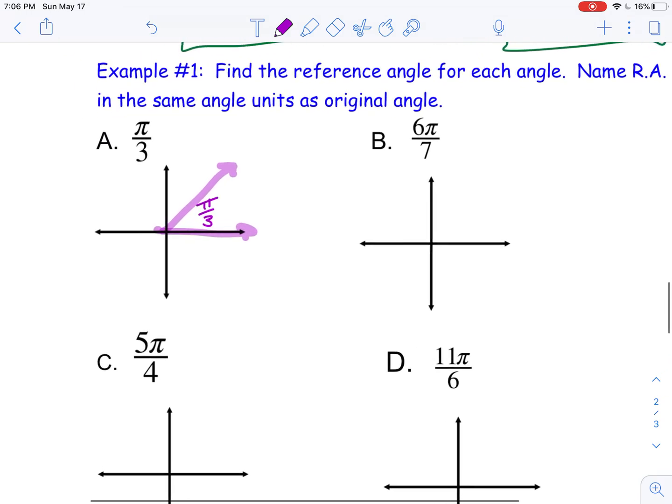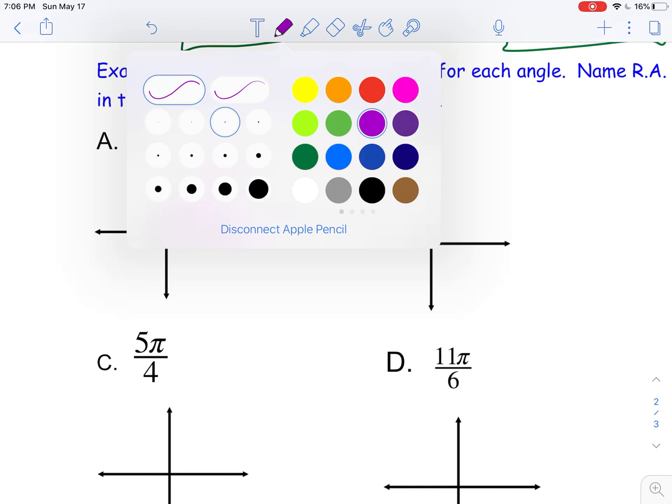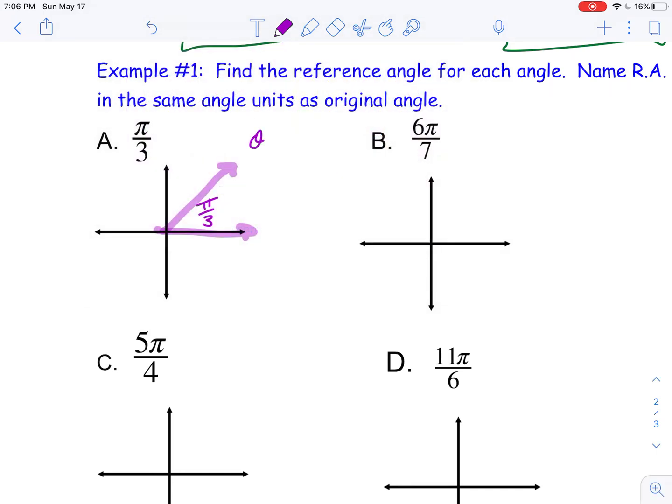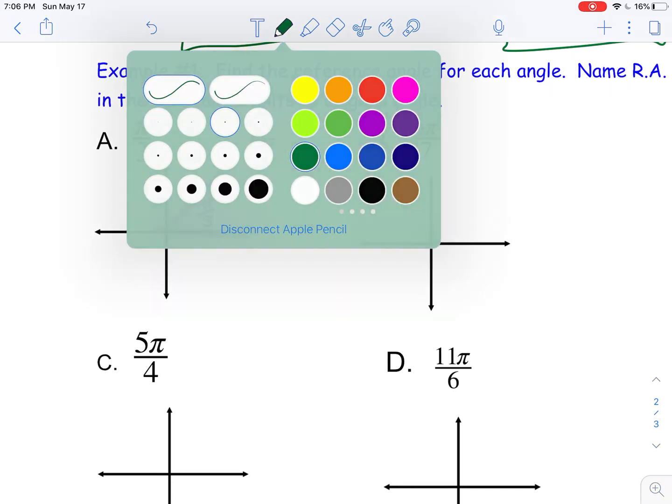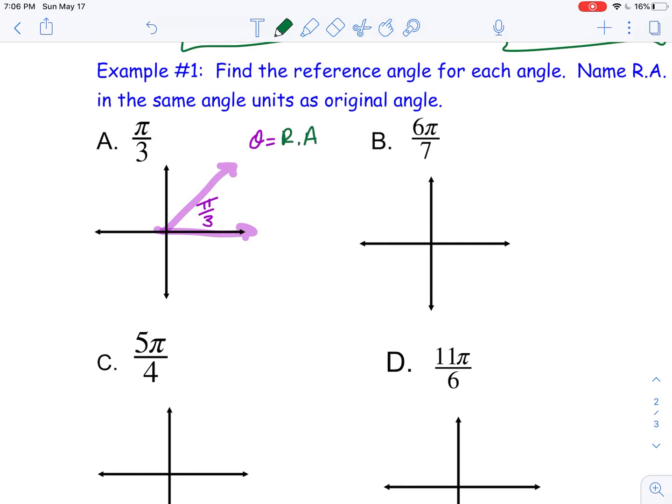From that chart in the beginning, we know that in the first quadrant, whatever my theta is equal to, that's what my reference angle will be equal to. So my reference angle in the first quadrant is pi over 3. First quadrant reference angles are always the easiest.